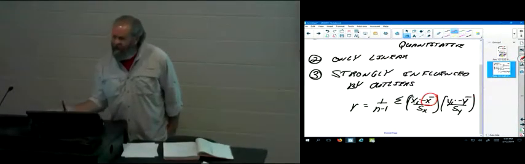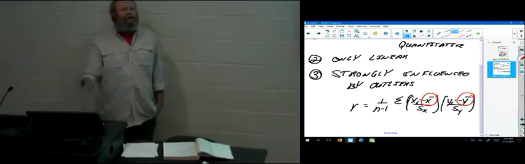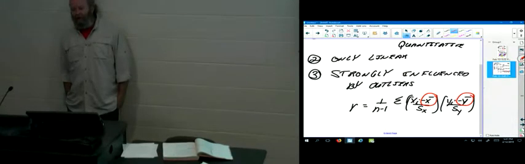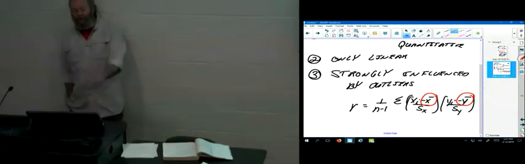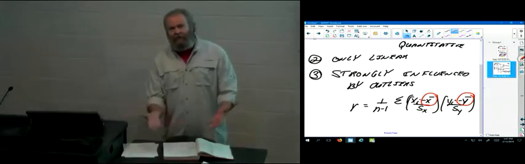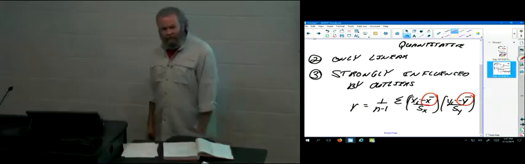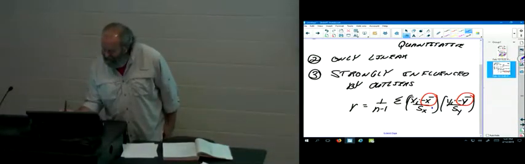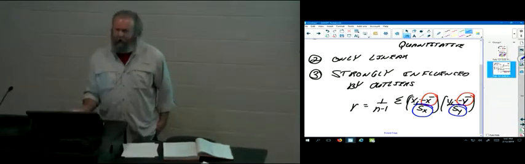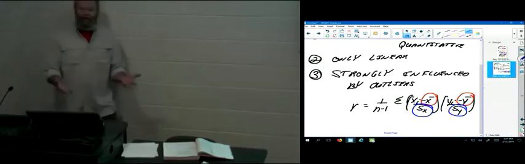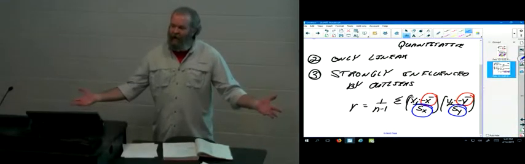The mean of the x's and the mean of the y's. What do we know about the mean of some variable? Is it strongly influenced by outliers? Yeah. So anytime you use something that's strongly influenced by outliers to calculate something else, the something else is going to be strongly influenced by outliers also. And the standard deviation is exactly the same way. It's strongly influenced by outliers. So you've got four things that are strongly influenced by outliers in the calculation, and obviously, the correlation is going to be strongly influenced by outliers.